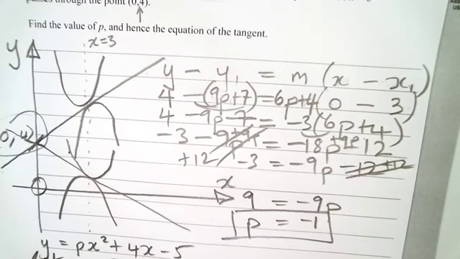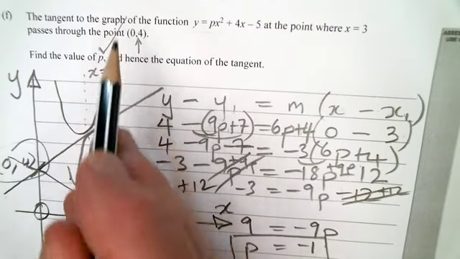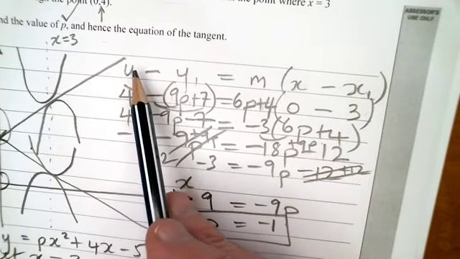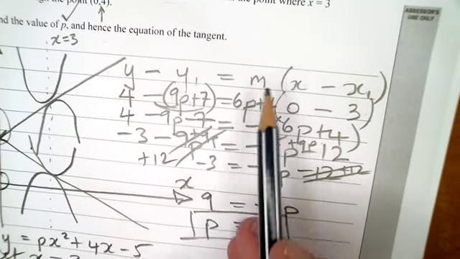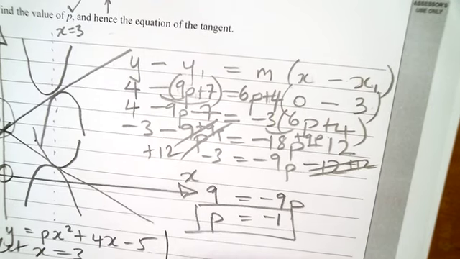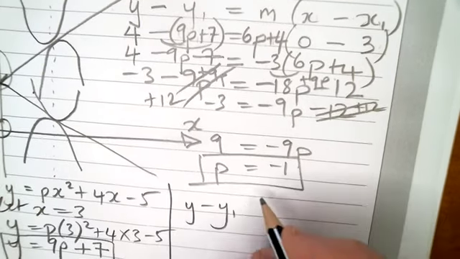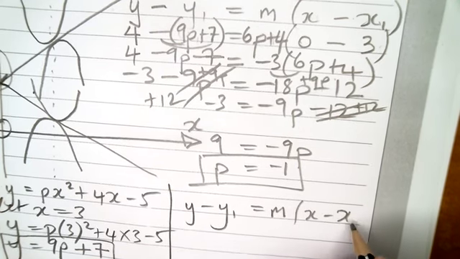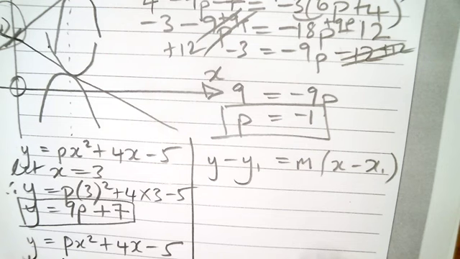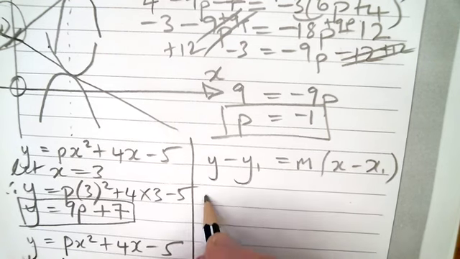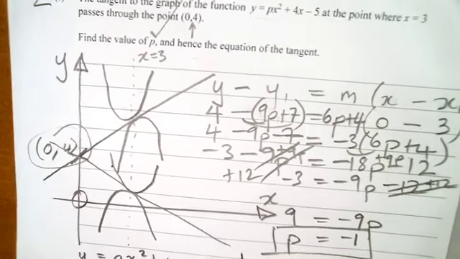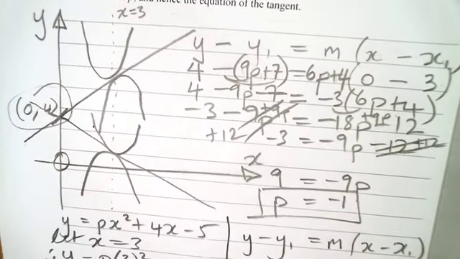All right, now let's go back to the equation. So it says find the value of p, and hence the equation of the tangent. Well, the tangent is this thing here. Let's go back and fix up the tangent. So here it is. We've got y minus y1 is equal to m times x minus x1. All right, so what do we got here? We've got y minus y1. Well, I'm going to use 0 and 4 again here. So y1 is going to be 4.